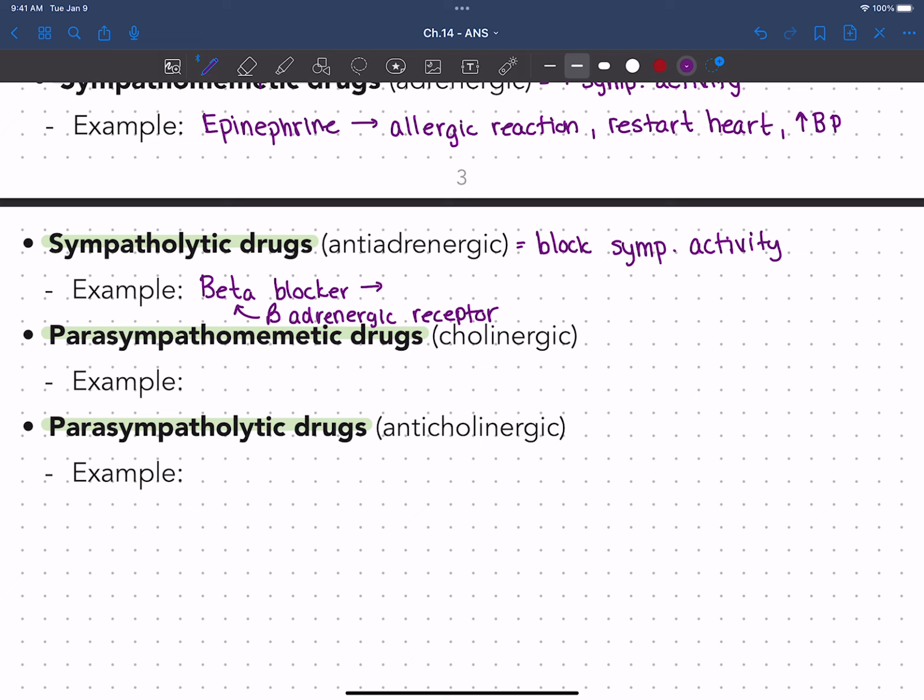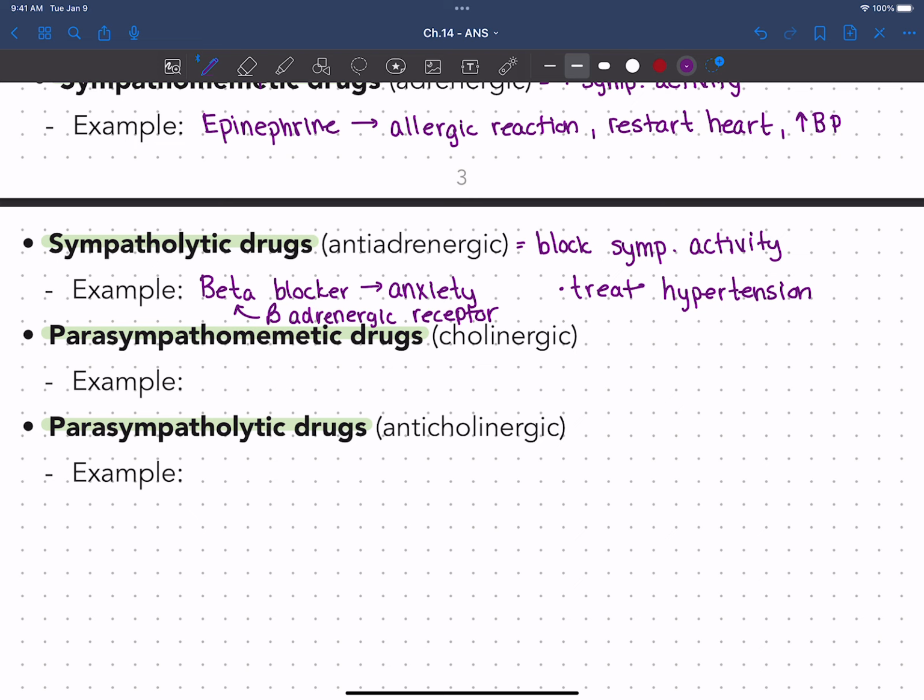So it can be good for anxiety. It can also be used to treat hypertension, so high blood pressure, right? So reducing the elevated blood pressure that you see with sympathetic response.